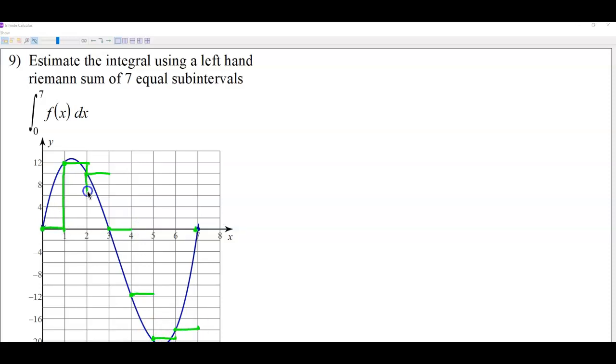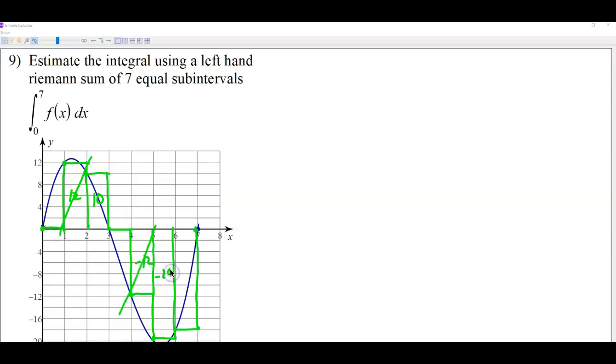Once again, draw a vertical line straight to the x-axis. If the lines are already on the x-axis, that's a 0 height rectangle, so we don't do anything with that. All right, so I've got 12, 10, negative 12, and once again, those are just going to cancel each other out.